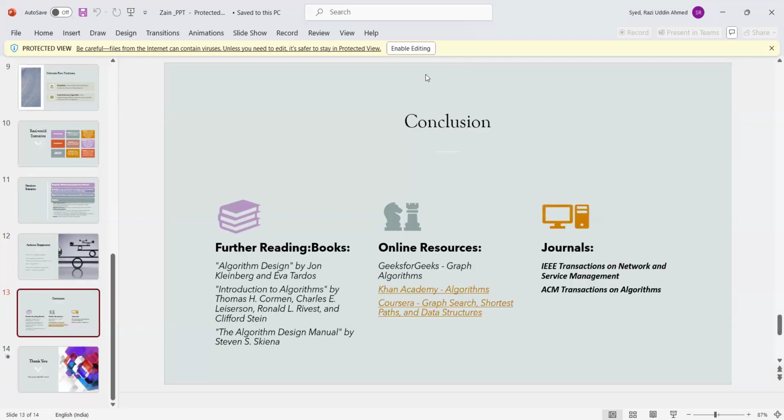In conclusion, for further reading: the book Algorithm Design by Jon Kleinberg and Éva Tardos, and Introduction to Algorithms by Thomas Cormen, Charles E. Leiserson and others. Online resources can be found on GeeksforGeeks, Graph Algorithms.